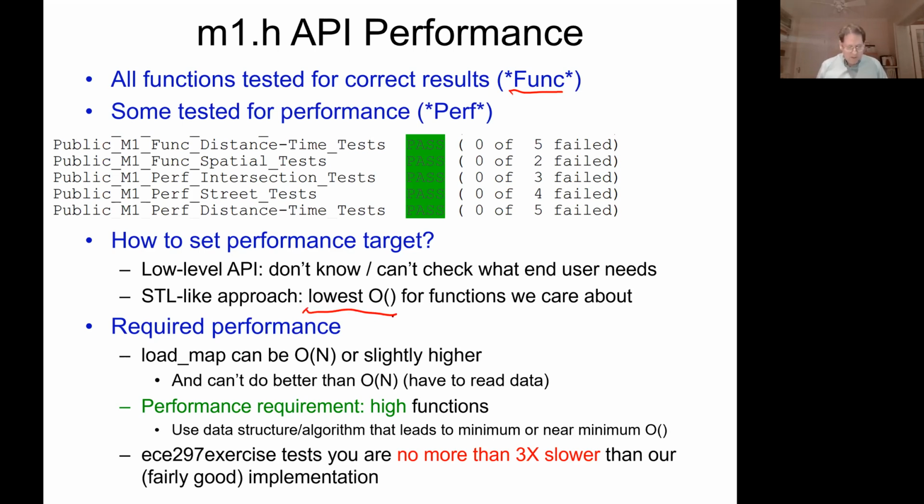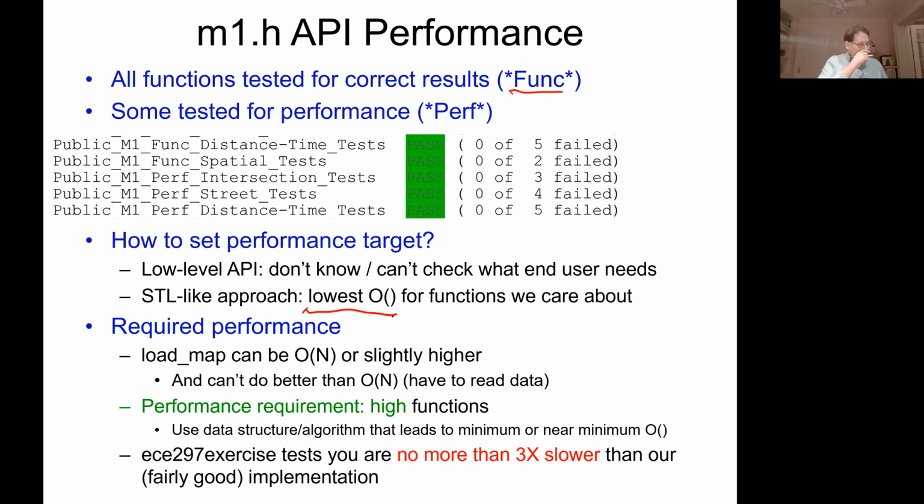implementation. Maybe you'll pass it with something that's not quite that good, but the way we set up our tests are we're checking, are you close to the speed of something that uses the best big O that we know of? Okay, how are you going to do this?